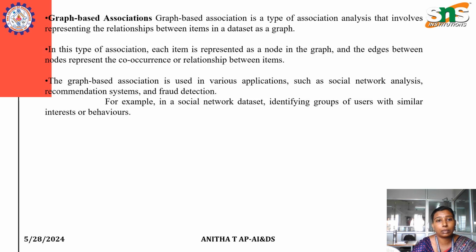Next is graph-based association. Graph-based association is a type of association analysis that involves representing the relationships between items in a dataset as a graph. In this type of association, each item is represented as a node in a graph, and the edges between nodes represent the co-occurrence or relationship between items. Graph-based association is used in various applications such as social network analysis, recommendation systems, and fraud detection. For example, in social network datasets, identifying groups of users with similar interests or behaviors.